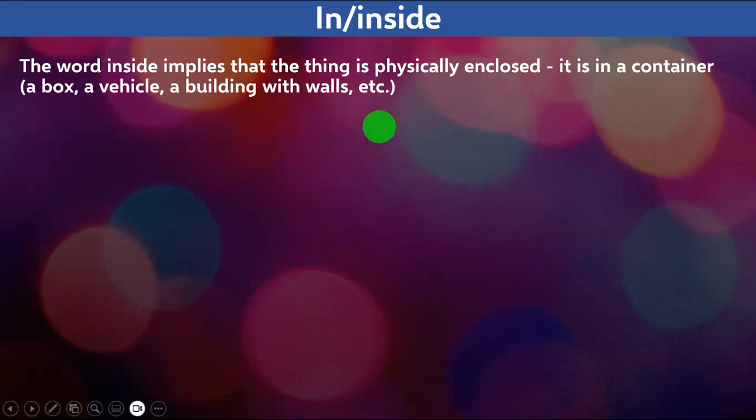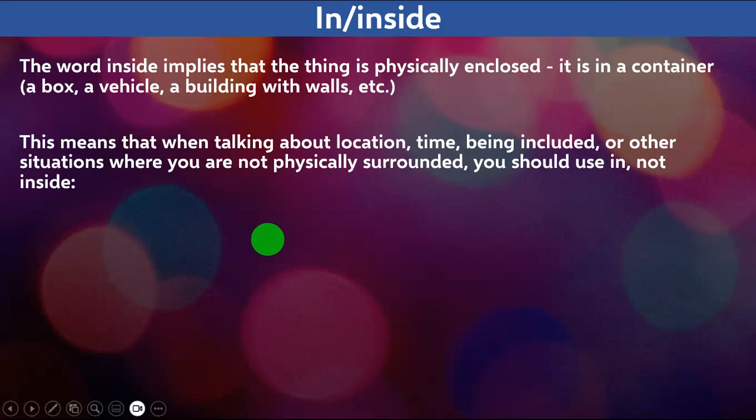The word inside implies that the thing is physically enclosed. It is in a container, a box, a vehicle, a building with walls, etc. Now that means that when talking about location, time being included, or other situations where you are not physically surrounded, you should use in, not inside. Now that's a very important point, friends. Please, I'm going to repeat this. The word inside implies that the thing is physically enclosed, right? Like in a container, box, or a vehicle. But when you're talking about location, time being included, or other situations where you are not physically surrounded, you should use in, not inside. Let's take a few examples.